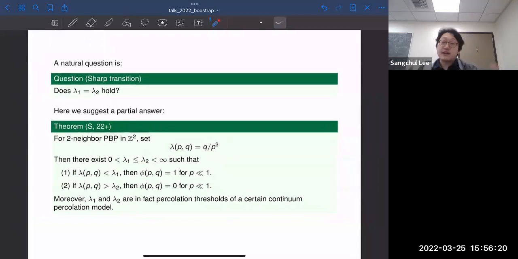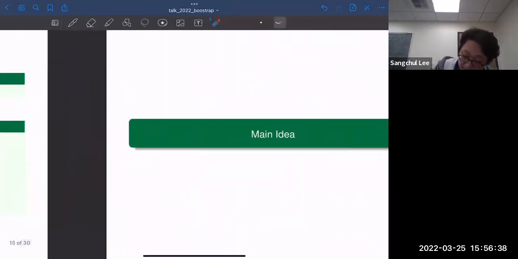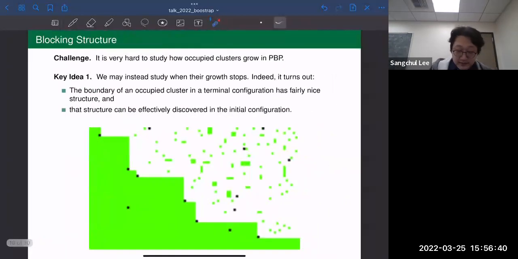So we can transform the question of this strange and mysterious threshold to some percolation threshold, which actually fits into a very general theory of percolation theory. Still hard to answer, but at least we have another way of studying the properties of those thresholds. So okay, let's get to the proof idea.